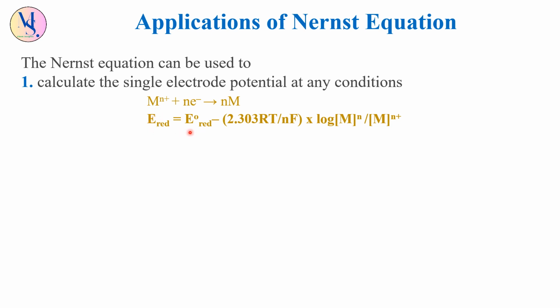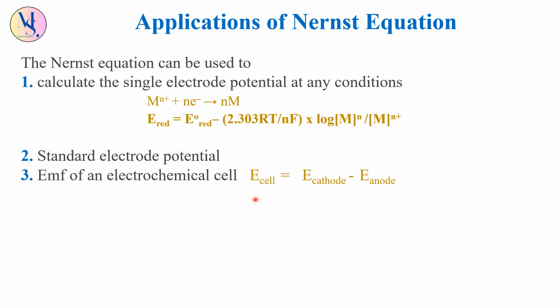This is the standard potential which we can obtain from the electrochemical series, and by putting the values of these constants and the concentration of product, that is this one, and reactant, that is this one, we can easily determine the reduction potential at given conditions. On the other hand, if we know the reduction potential at given conditions, we can determine the standard cell potential with the help of this equation.